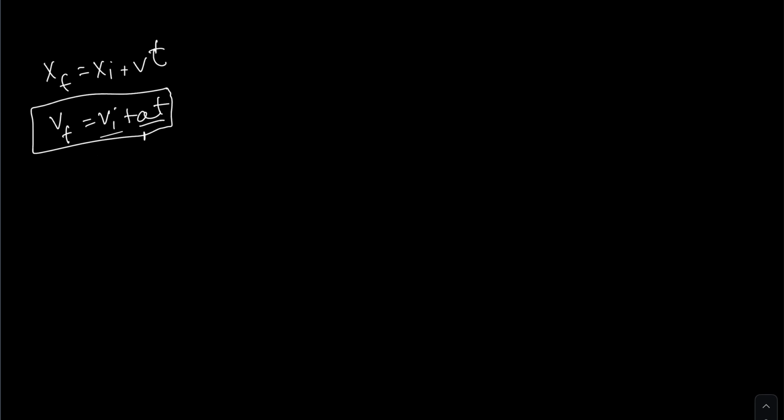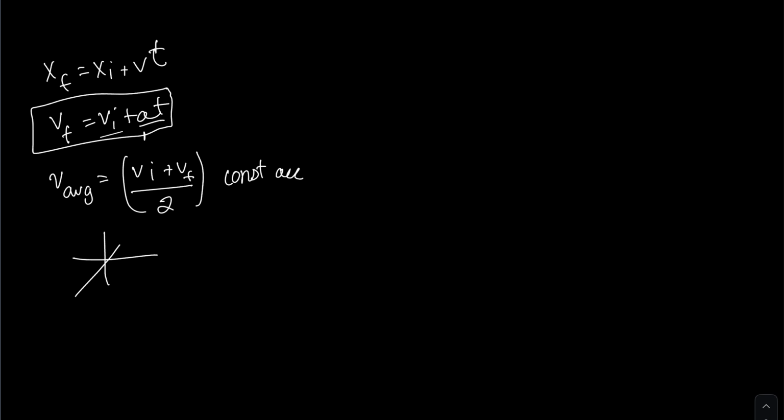Now, we're going to go over the other formulas in a bit, but there's one more intuitive formula, which is V average is equal to Vi plus Vf over 2. And this is only for constant acceleration. What do I mean by that? Well, think about it, right? Vi plus Vf over 2.